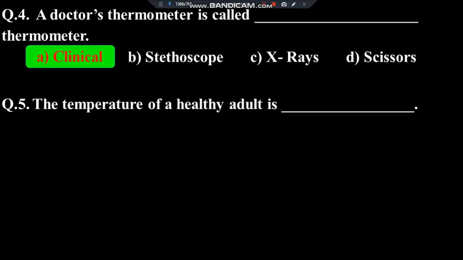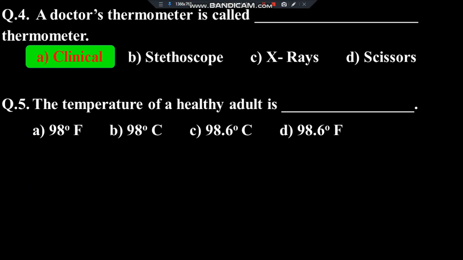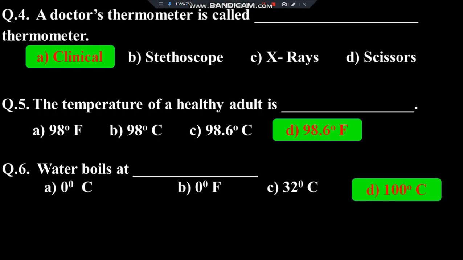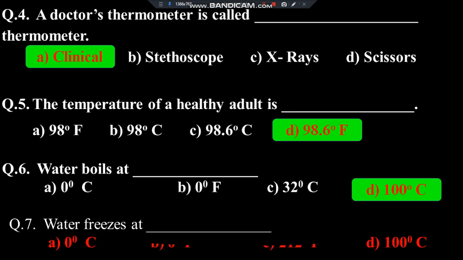Then the temperature of a healthy adult is, what is the temperature of a healthy adult? 98.6 degree Fahrenheit. This you have to remember. Water boils at. Boils at means the temperature will be very high. Which is the highest temperature over here? 100 degrees Celsius. Good. Water freezes at. Freezes, that is cool. So which is the lowest temperature over here? Yes, correct. Water freezes at 0 degree Celsius.